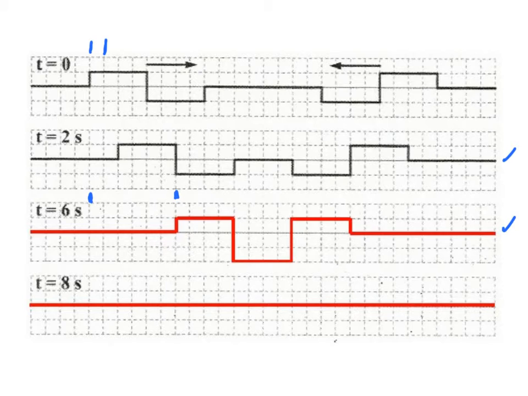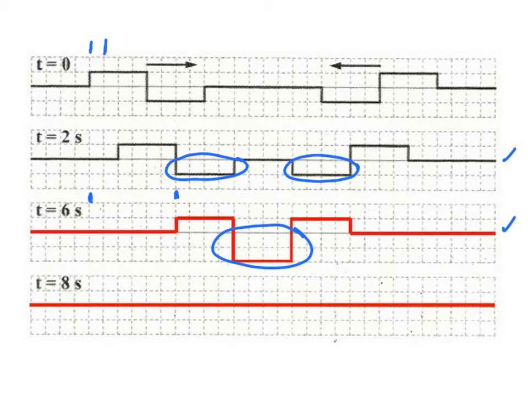So it's gone 6 seconds, and now we're starting to see some overlap. So that means that this part of the waveform on the right is overlapped with this part of the waveform on the left, and we get a larger displacement. So the displacement is twice as great in the middle there, where those two parts of the waves have overlapped.